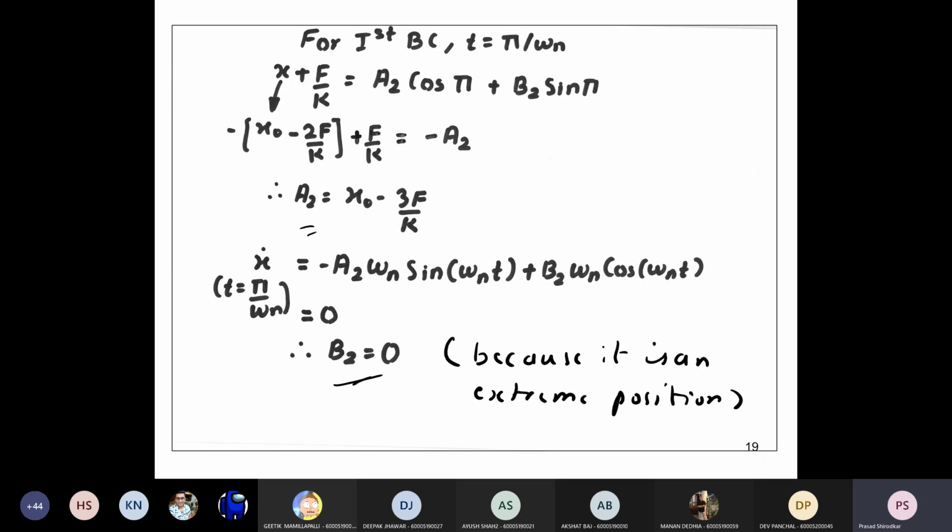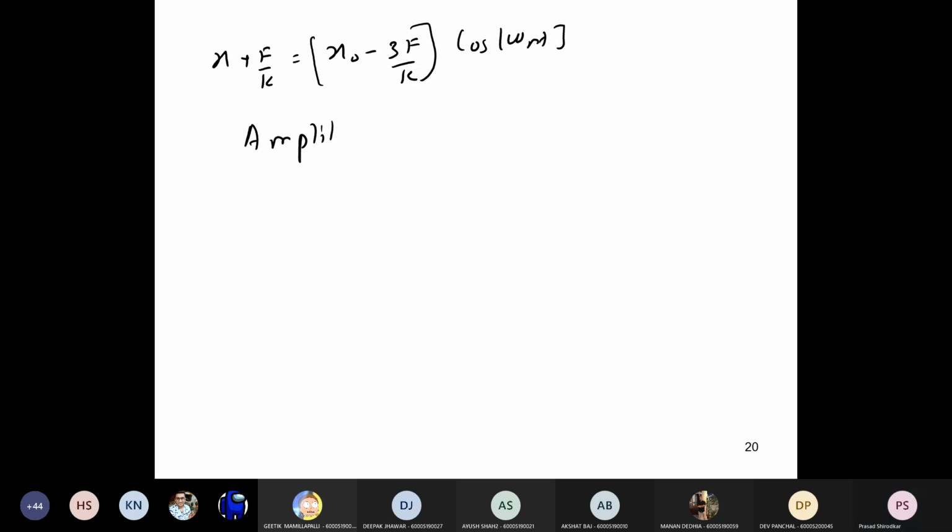So now substitute the value of a2 and b2 in the equation. So this becomes x plus f by k is equal to x0 minus 3f by k into cos omega nt. Okay. Now you have to find the amplitude at the end of the cycle. Okay. So amplitude at the end of, so let's call this x1.